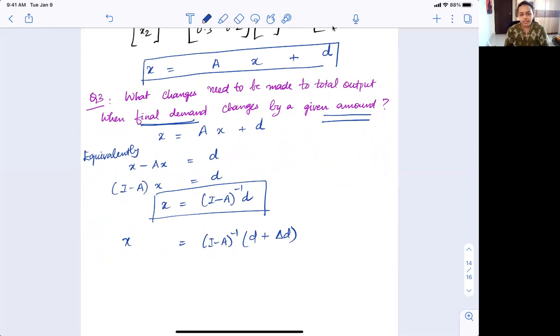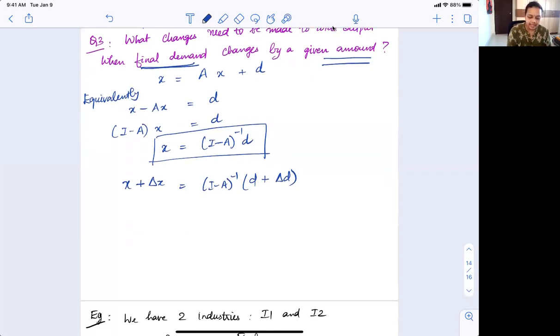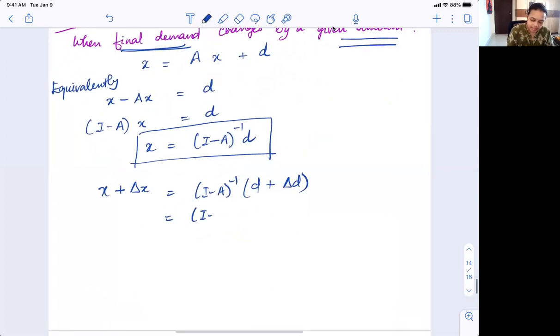And when there's a change in demand, the output will also have to change. So we have the original output plus whatever that change is going to be. The triangle symbol is called delta, and that refers to change. Now, let's keep the left-hand side as it is, and we'll expand the right-hand side. We can write this as (I minus A) inverse times b plus (I minus A) inverse times delta b.